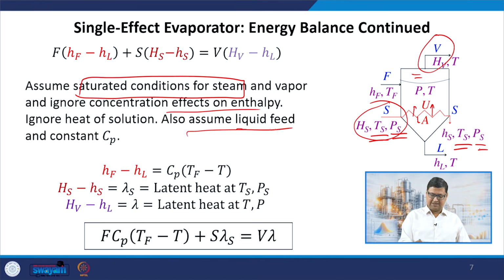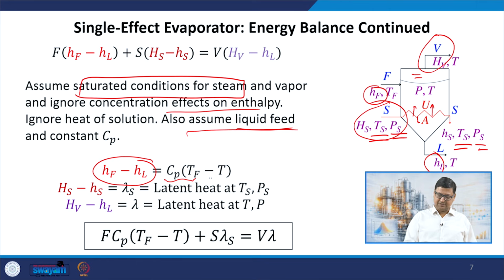And then finally, as I have said earlier, we assume liquid feed, and Cp, the heat capacity of the liquid, can in principle depend on temperature, and in fact it does depend on temperature, but we are going to assume for simplicity that it is constant, or that the dependence on temperature is very weak, right. So, if I do that, then the difference in the enthalpy of the feed and the liquid is purely because of the sensible heat change, and that can now be written as the heat capacity times the temperature difference for the liquid, that is Tf minus T.